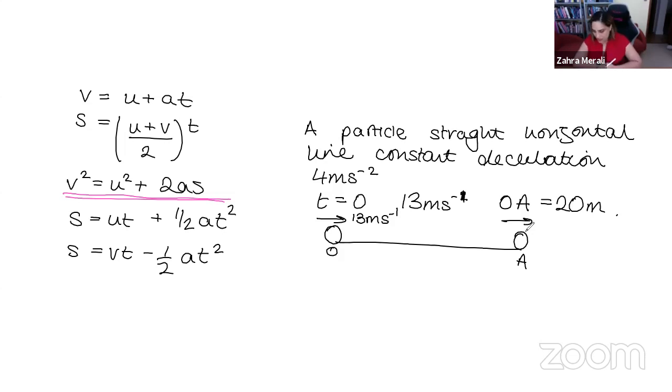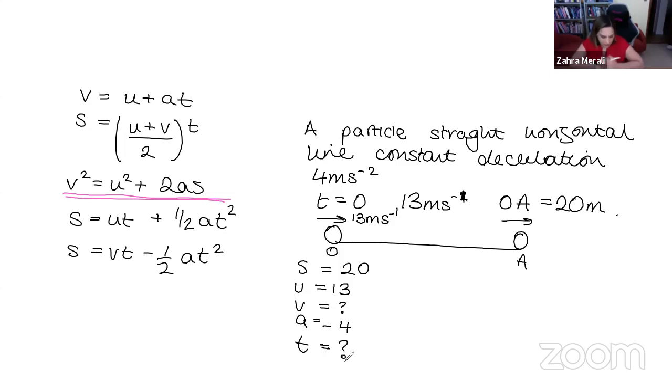Right, so let's see what we know. So it goes from O to A, and it can go past A, and we don't know what happens when it goes past A. So let's think of SUVAT. S in this case is 20. U is 13, because that's my initial speed. I don't know what V is. I'm told it's decelerating, and that's -4. And I want to find out what T is as well.